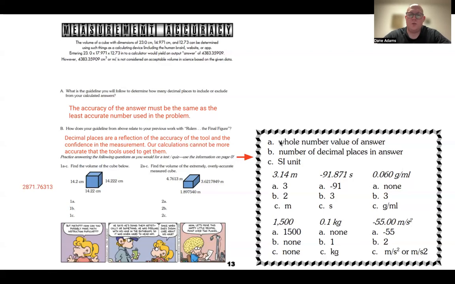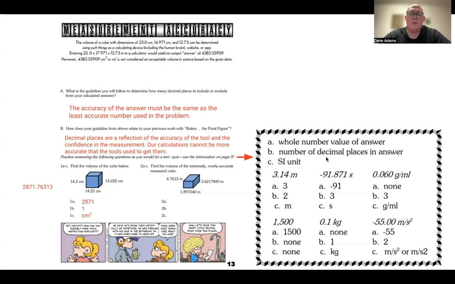If I were to follow the rules over here for how to write this answer down, 1A just says whole number value. All that means is, what is the value of the number to the left of the decimal point? And I don't want you to round here. I don't want you to include any decimal places or a decimal point. I just want you to write the number that is to the left of the decimal, which in this case is 2,871. That's it. That's all you have to do for A. Anytime you have a problem with a numerical answer, that's what A is asking for, just the whole number.